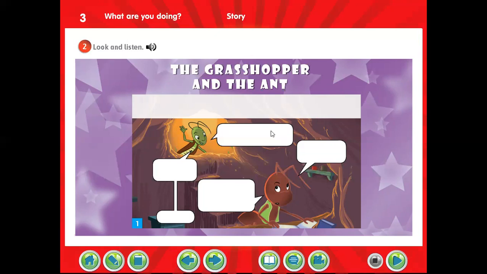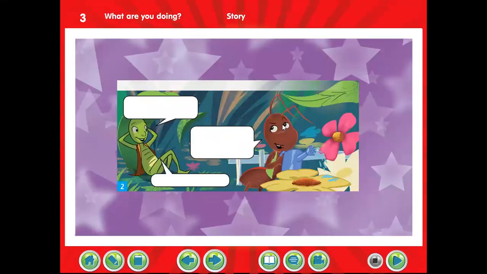Ademir, please. What is the ant doing in picture number one? It's doing her homework. Good. The ant is studying and is doing his homework. Good. Let's continue with picture number two. Let's see. Danny Palomino, what is the ant doing?